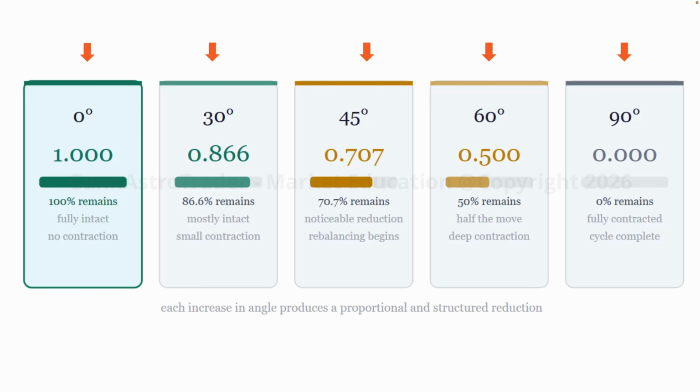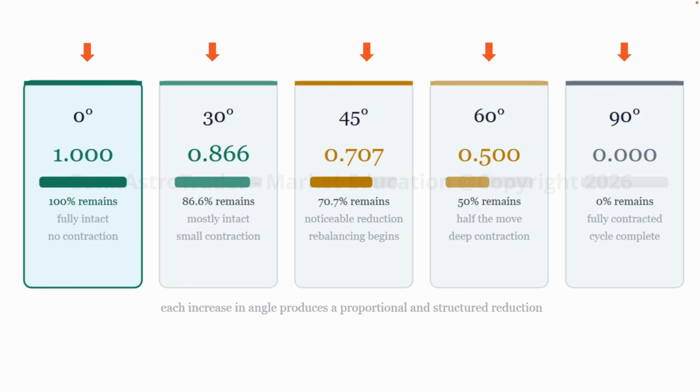At 0 degrees, cosine is 1, which means the entire movement is still intact. Nothing has been reduced. At 30 degrees, the value drops to approximately 0.866. This shows that most of the movement remains, with only a small contraction. At 45 degrees, the value becomes approximately 0.707. This represents a more noticeable reduction, where the movement is beginning to rebalance. At 60 degrees, cosine equals 0.5, meaning only half of the original movement remains.